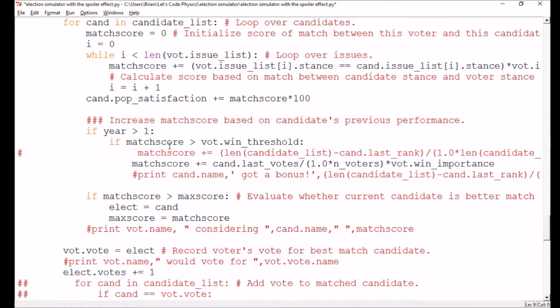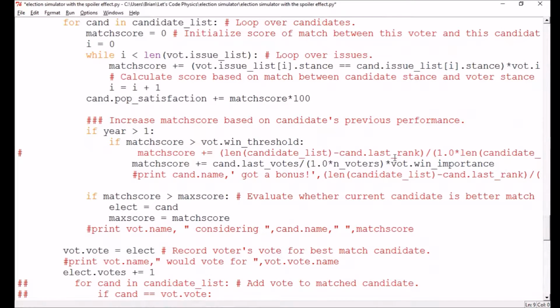And so we've got our match score being compared with the win threshold. If the match score is greater than the win threshold, then the voter is willing to reconsider the candidate based on how well the candidate did last time. And so here we're adding to them this factor that's weighted by the win importance. So the more important that is, the higher this is going to be. And it's weighted by the number of votes that candidate got last time.